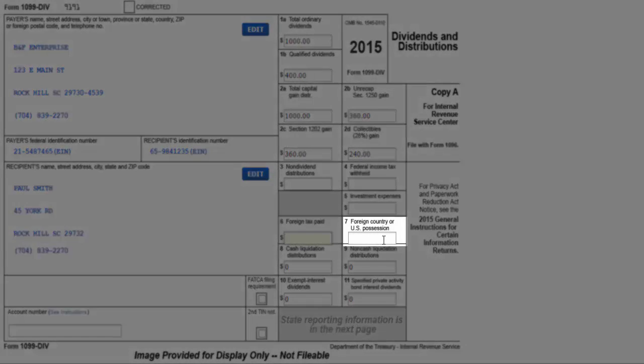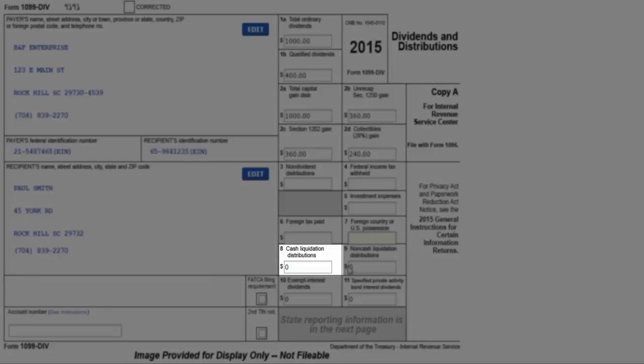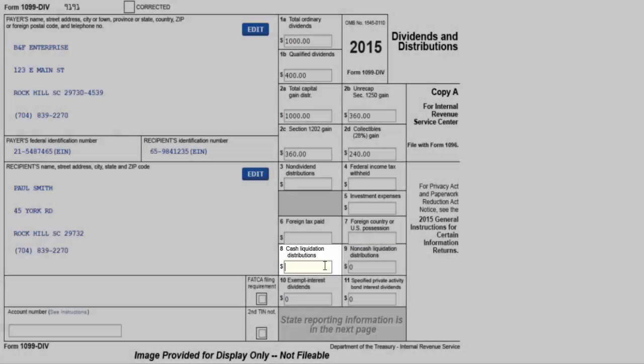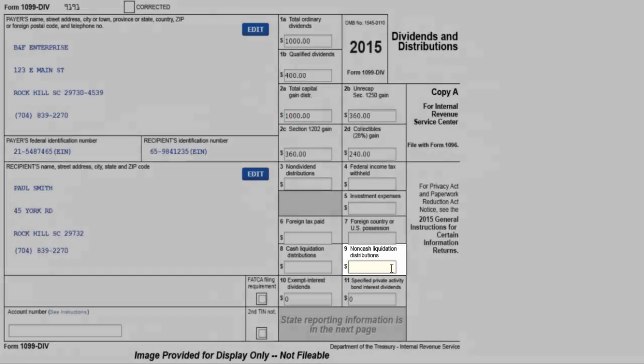Box 7, enter the name of the foreign country or U.S. possession for which the foreign tax was paid and reported in box 6. Box 8, enter cash distributed as part of a liquidation. Box 9, enter non-cash distributions made as part of a liquidation. Show the fair market value as of the date of distribution.